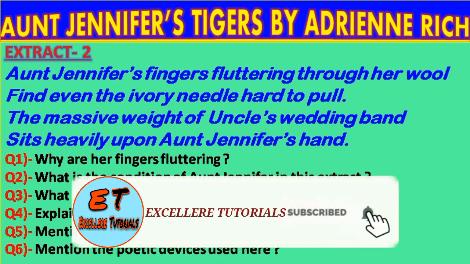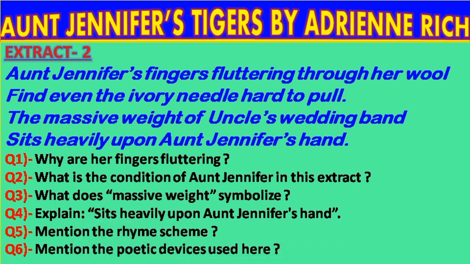Question number 5. Mention the rhyme scheme. Answer. The rhyme scheme in the second extract is BBCC. Question number 6. Mention the poetic devices used here. Answer. The poetic devices used here are alliteration, visual imagery, metaphor, contrast, hyperbole, enjambment.